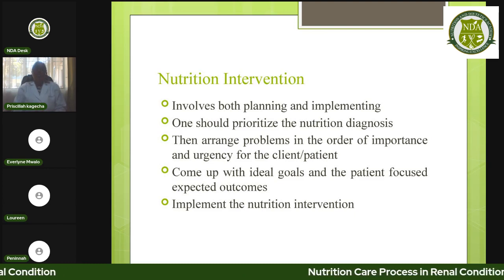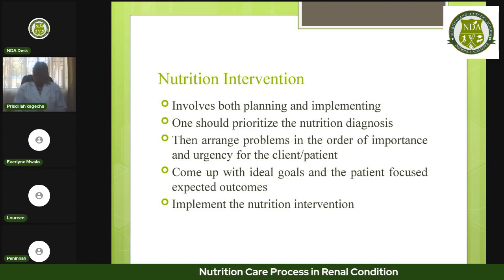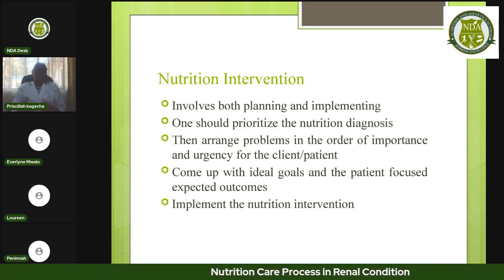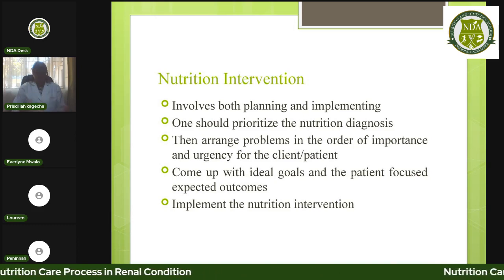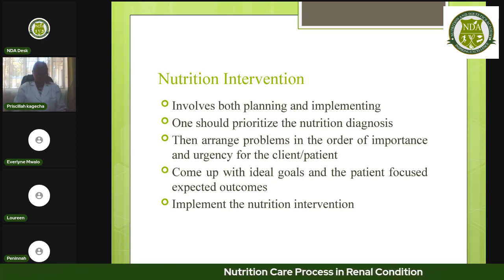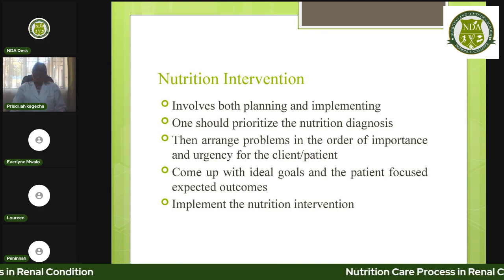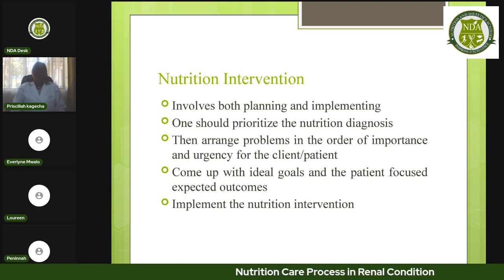So then you should arrange your problems in order of importance and urgency for the patients and come up with ideal goals and patient-focused expected outcomes, so that when you want to address hyperkalemia first, how long are you intending to address this? What is your problem? What is your goal? And are the expected outcomes realistic? Okay, so implementing the intervention that you've made would be the next step.